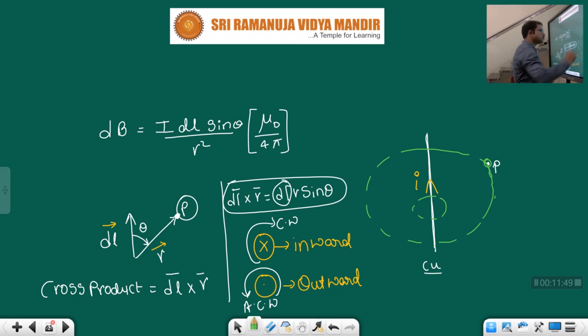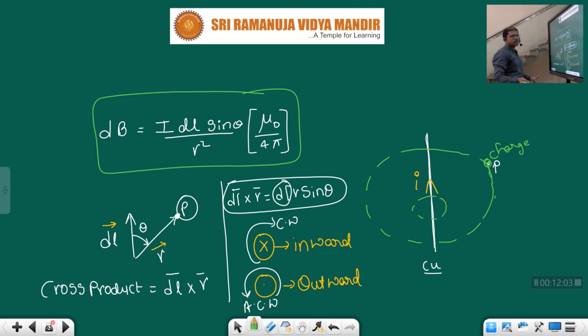Near P I kept some charge. Near this charge also some magnetic field will be created. How much magnetic field will be created? By using this formula we can find. That's fine, the magnitude we will get as some numerical number. But what about direction? The magnetic field at this point P, is it going inside or coming outside? We need to find that.